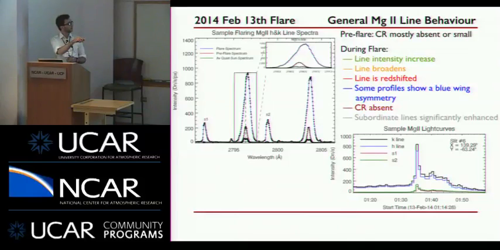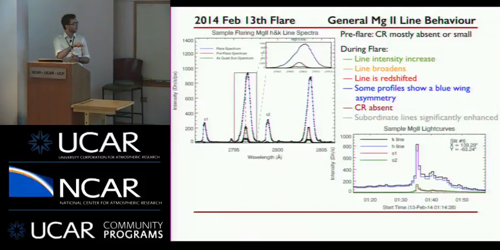And you see that even in the pre-flare, this central reversal feature that's ubiquitous in the quiet sun is no longer present. It is sometimes present, but it will disappear and reappear on very short time scales. During the peak of the flare, the line intensity increases and you get a significant line broadening. The line centroid appears redshifted. And in some of the profiles we looked at, you got a blue-wing asymmetry. And the central reversal feature during the peak of the flare was completely absent. And as Dave was just saying, these subordinate lines go into emission during the event.